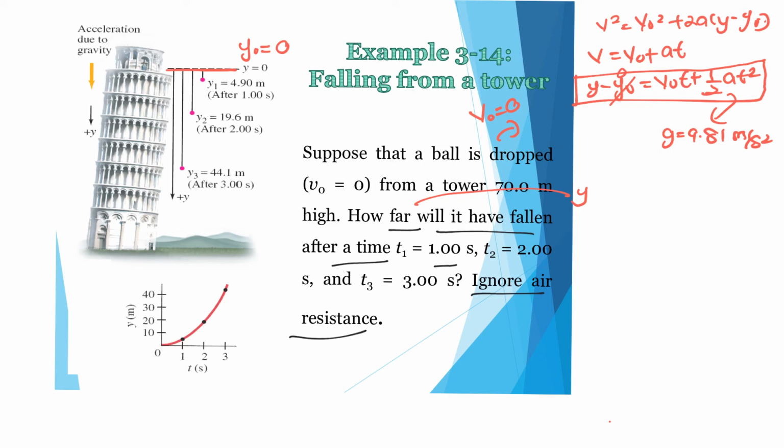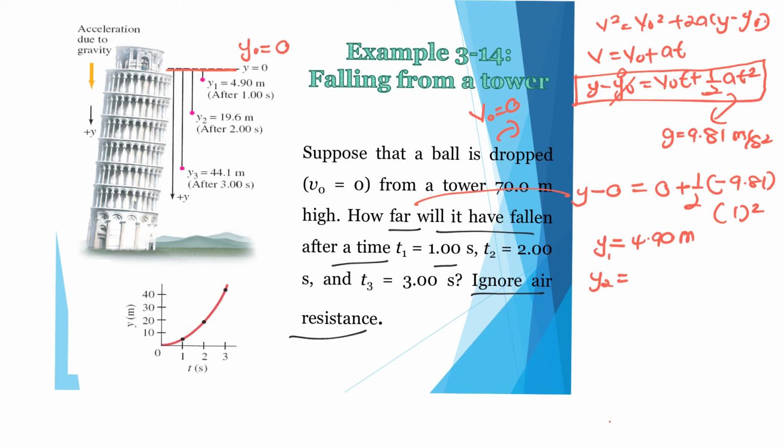So y minus 0 equals v naught, which is 0 because it's dropped, plus 1 over 2. What is the value of a? I'm going to put negative here because it's downward, because your g is always moving downward. 9.81, t is going to be 1 second squared. So you are going to get your answer, which is 4.90 meters.